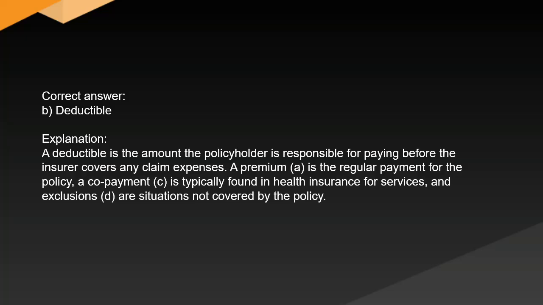Explanation. A deductible is the amount the policyholder is responsible for paying before the insurer covers any claim expenses. A premium, A, is the regular payment for the policy. A copayment, C, is typically found in health insurance for services, and exclusions, D, are situations not covered by the policy.